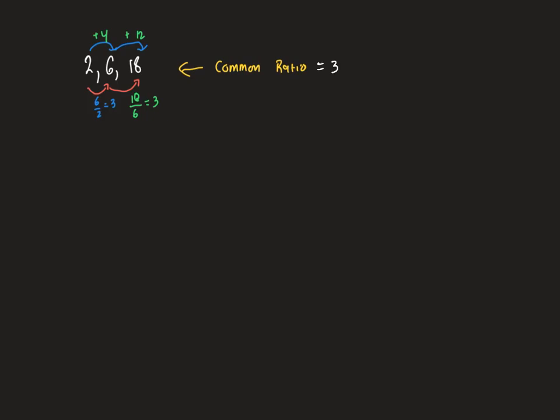And that brings us to the general equation. The general equation would be t of n is equal to, take your first term, multiply by your r to the power of n minus 1. Of course, a is your first term, and r is your common ratio.